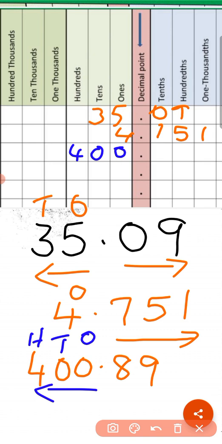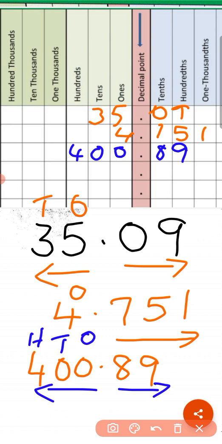Now the decimal part. Which are the digits? The first place 8. That is tenths. 8 tenths, 9 hundredths. Okay.